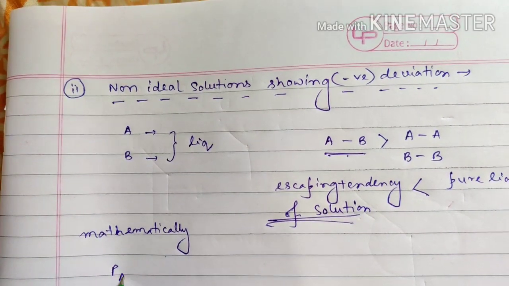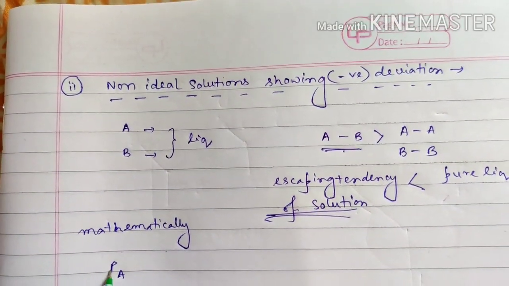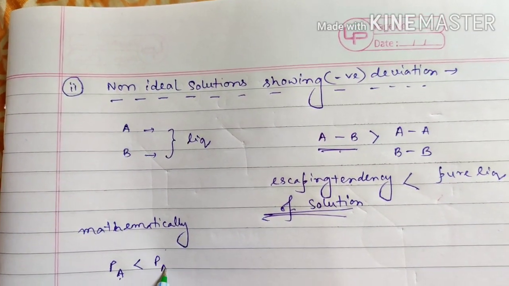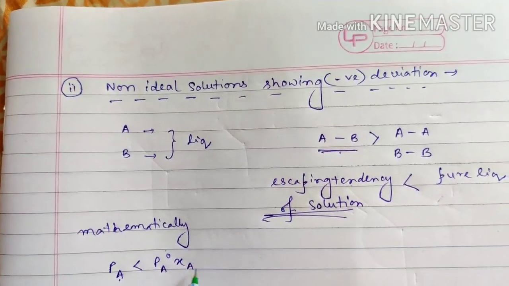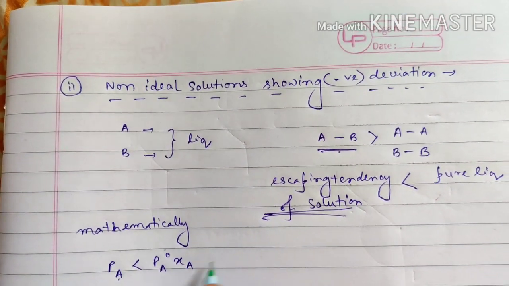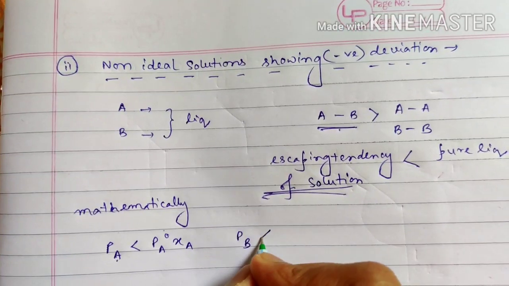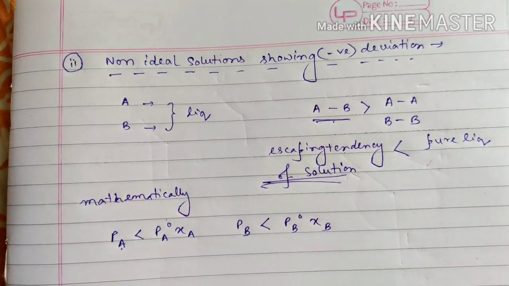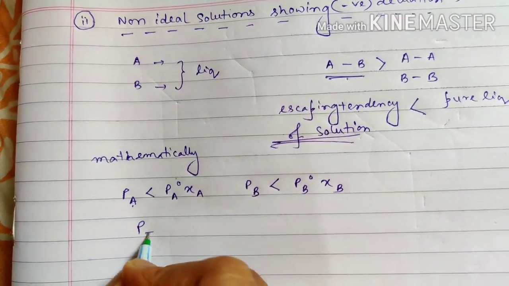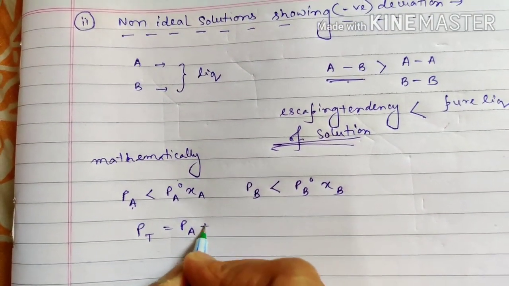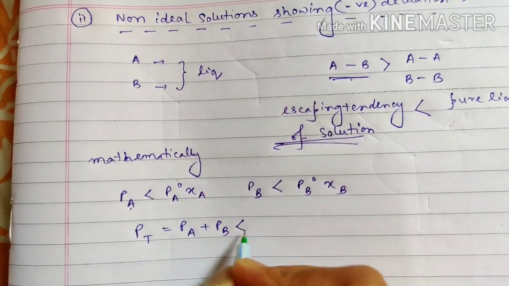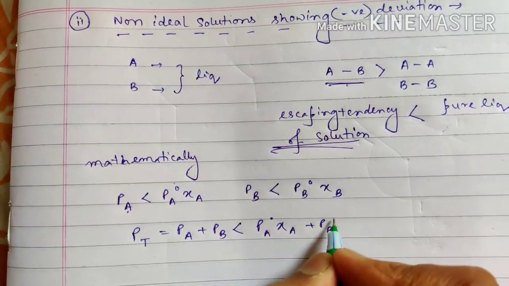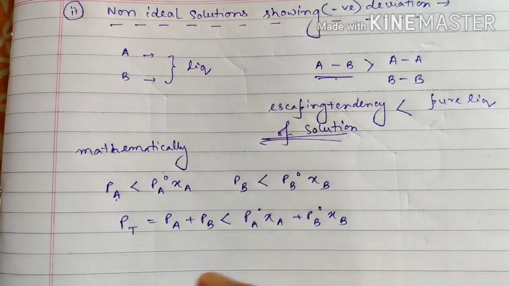we should be able to write that the PA, meaning the vapor pressure of A after forming the solution, is less than PA0, the vapor pressure of A when it was not mixed, into XA, and simultaneously PB should be lesser than PB0 into XB. So it is quite obvious that the total P, which is PA plus PB, should always be less than PA0 into XA plus PB0 into XB.